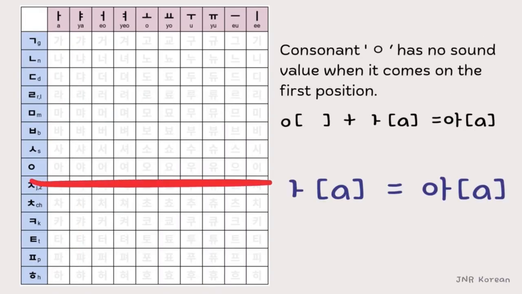Among 14 consonants, iung has no sound value when placed at the beginning of a letter. Therefore, when combined with a vowel, it is no different from when it is pronounced as a vowel alone. For example, iung plus a makes just a.